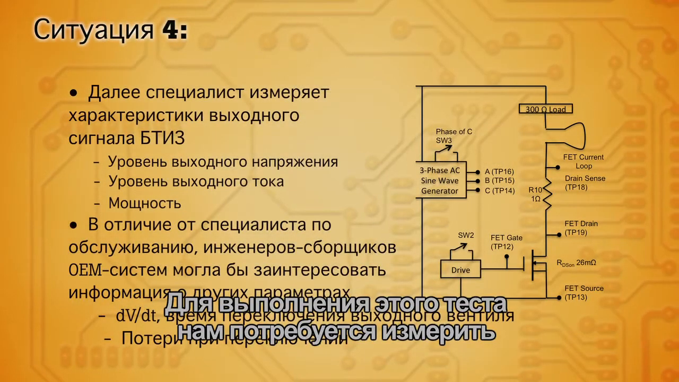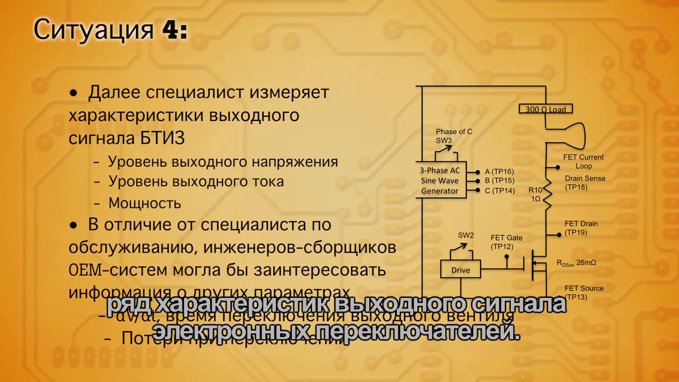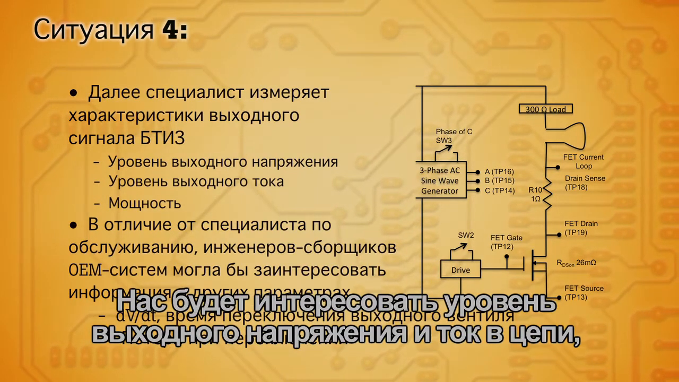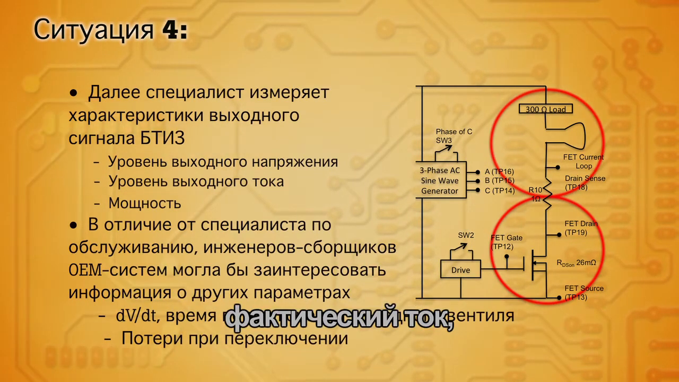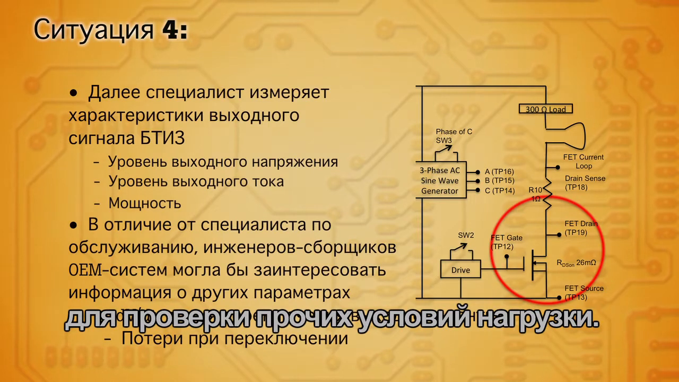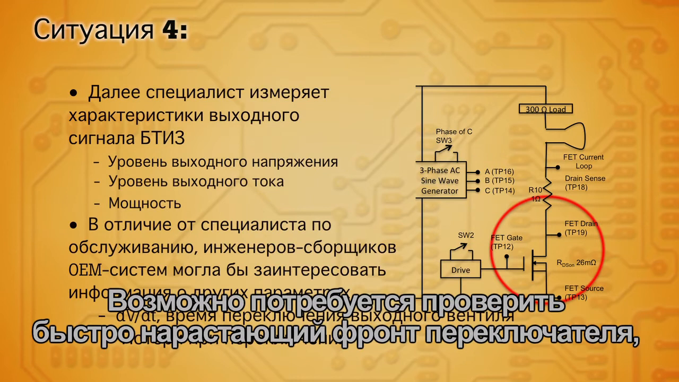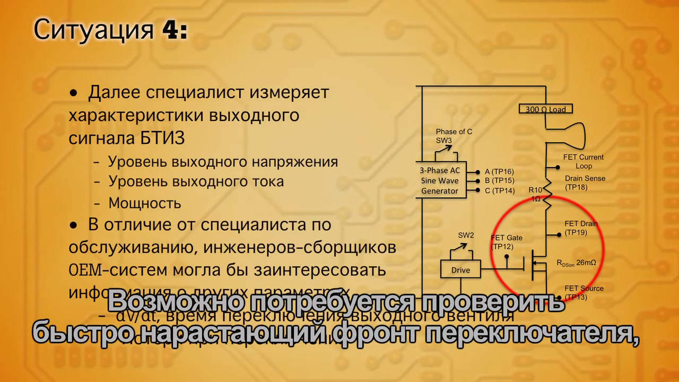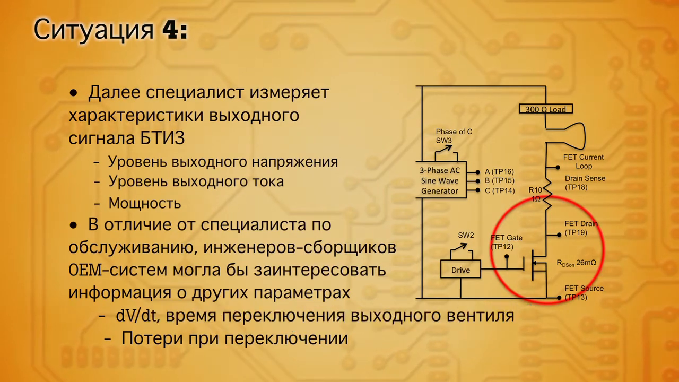For this test, we need to measure specific characteristics on the output of the electronic switches. Measurements we're interested in include the output voltage level, the current through the circuit, the actual current, and calculating the power through the circuit to see if there are any other load conditions.